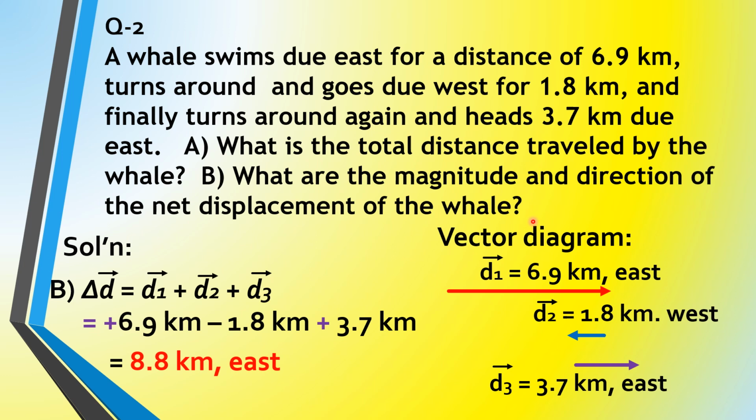We emphasize that the whale's net displacement is directed eastward, and that is with respect to its point of origin. In other words, in a vector diagram, the point of origin is this point here. And the final position is of course represented here by the tip of the third arrow.